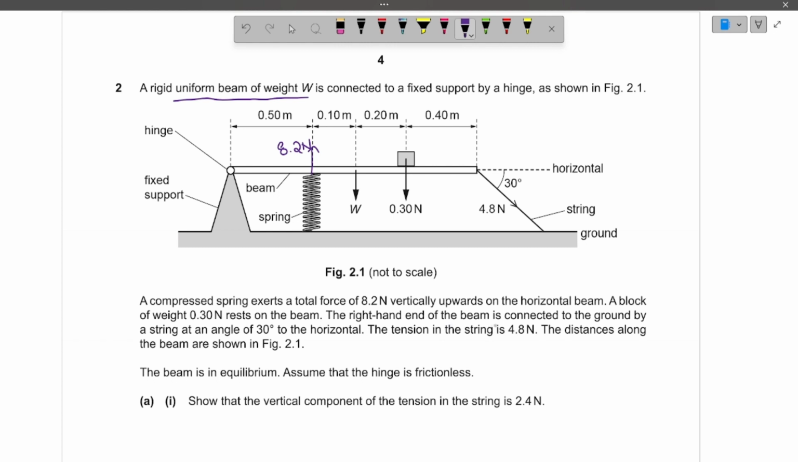The right hand end of the beam is connected to the ground by a string at an angle of 30 degrees to the horizontal. The tension in the string is 4.8 newton. The distances along the beam are shown in figure 2.1, so this figure plays a crucial role in this question. The beam is in equilibrium. Be careful: if equilibrium is mentioned, it means upward and downward forces will be equal, and the sideways forces also, right hand side forces equal to left hand side forces. The whole set of forces is balanced. Assume that the hinge is frictionless, so there are no forces due to the hinge.